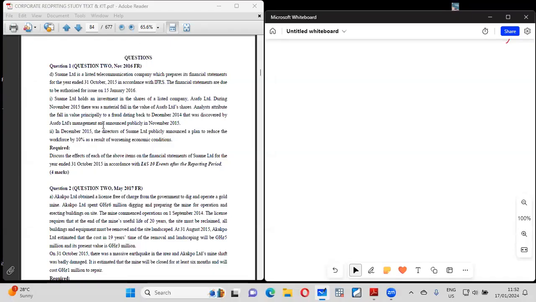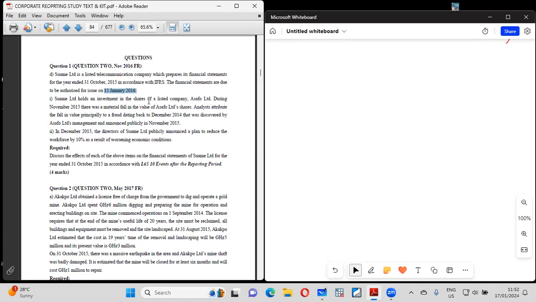So we look at these simple questions that have come for us to discuss. This is November 2016. It says that Swami Limited is a listed telecommunication company which prepares financial statements for the year ended 31st October 2015 in accordance with IFRS. But the authorization for issue is what? 15th January 2016. So it's like from October, you have November, December, then middle of January. So it's like 2.5 months. And these are the events that have happened in between.